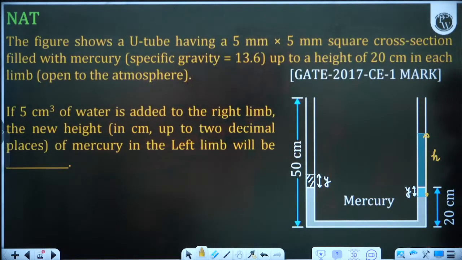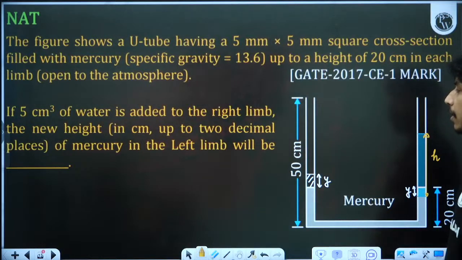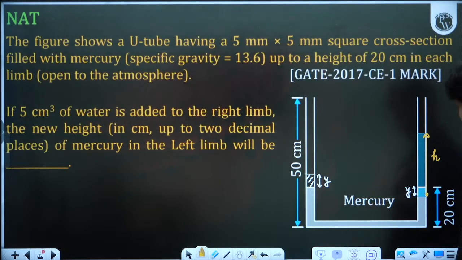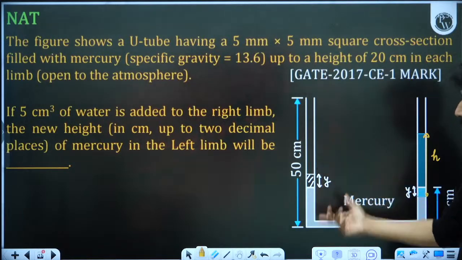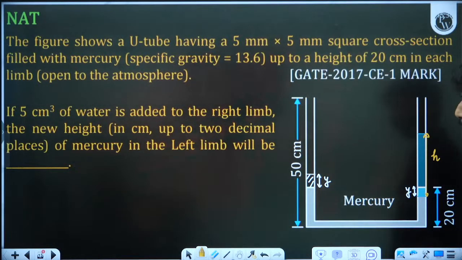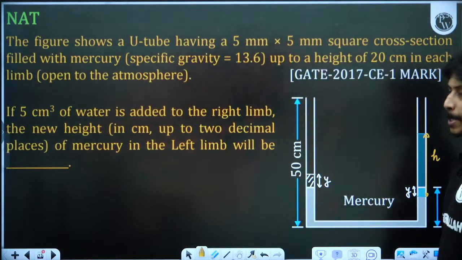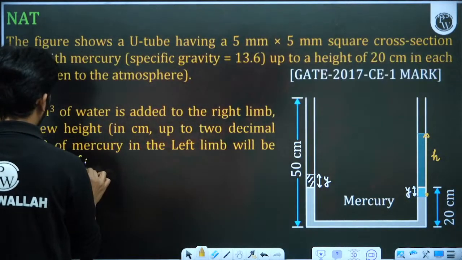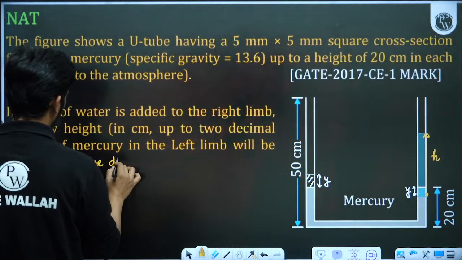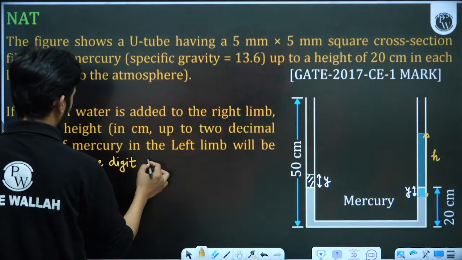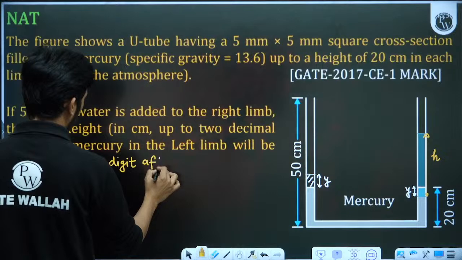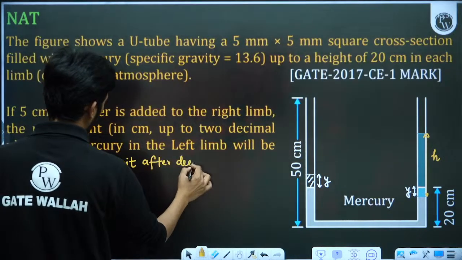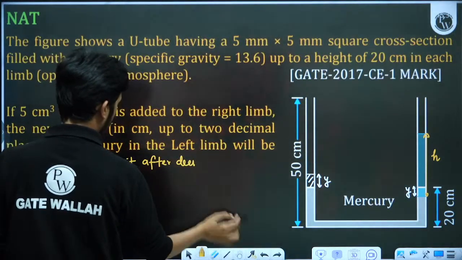So from that, what do we have to find? We have to find the new height of mercury in the left limb. In the left limb, the new height will be equal to 20 centimeter plus Y. 20 plus Y will be the new height. Give the answer in centimeters, with 1 digit after decimal. The answer will be in 2 digits, but give it 1 digit after decimal, because you have to approximate now.